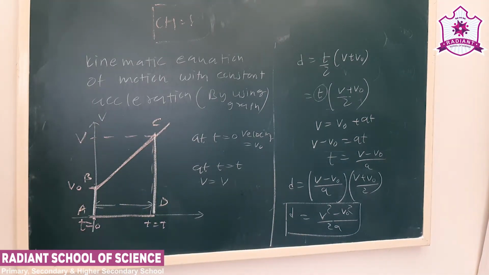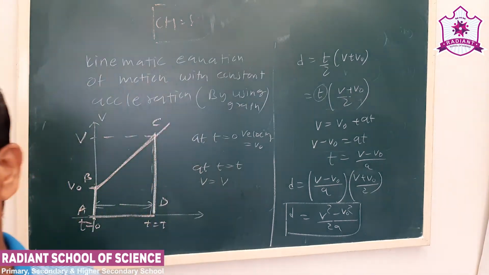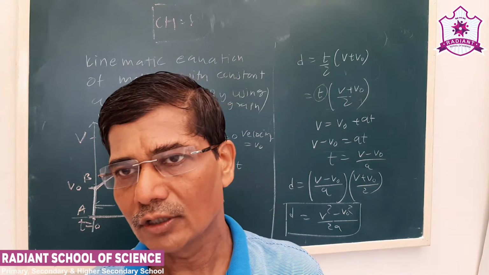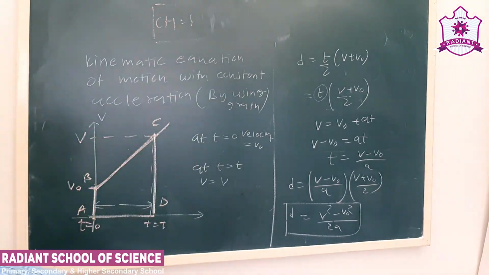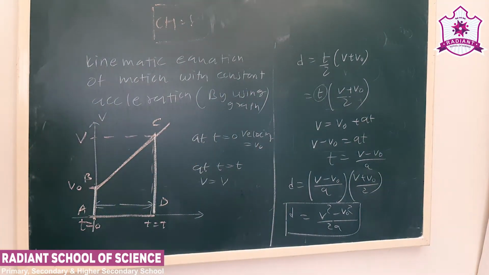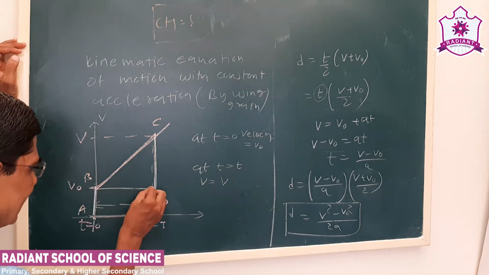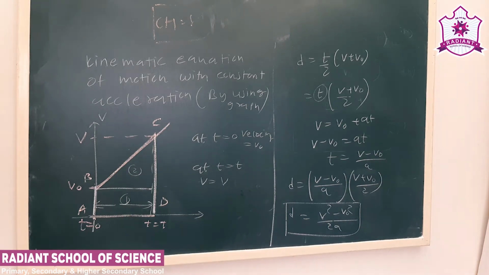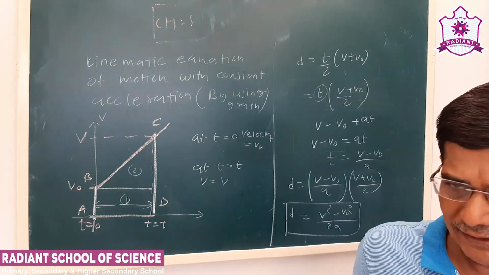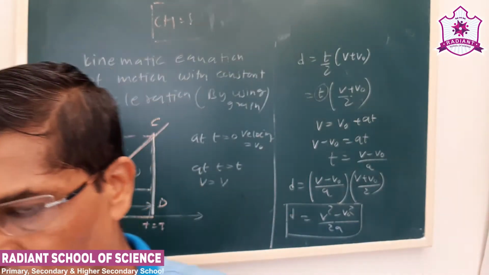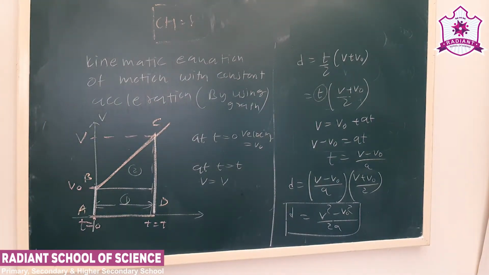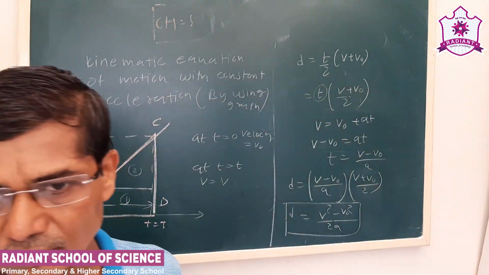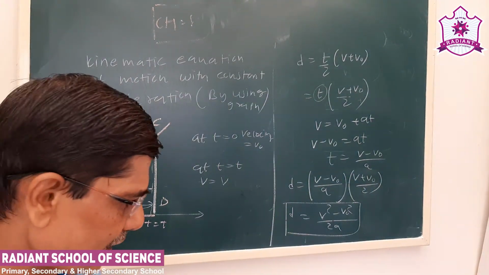This is how we can derive the equations of motion with constant acceleration, that is uniformly accelerated motion, by using a graph. Some books have mentioned a rectangle and a triangle, and if you add them that is also okay, but I find this method easy and it is given in your book also, so that's why we have used it. So this is the second method to derive the kinematic equations of motion with a constant acceleration by using a graph.